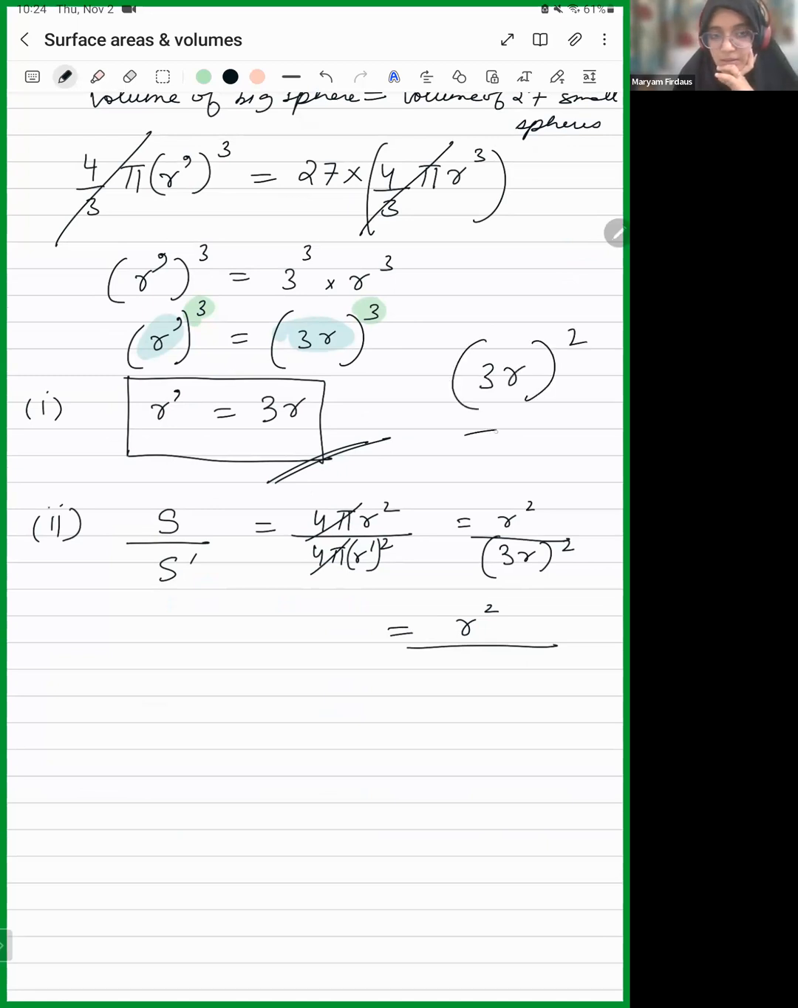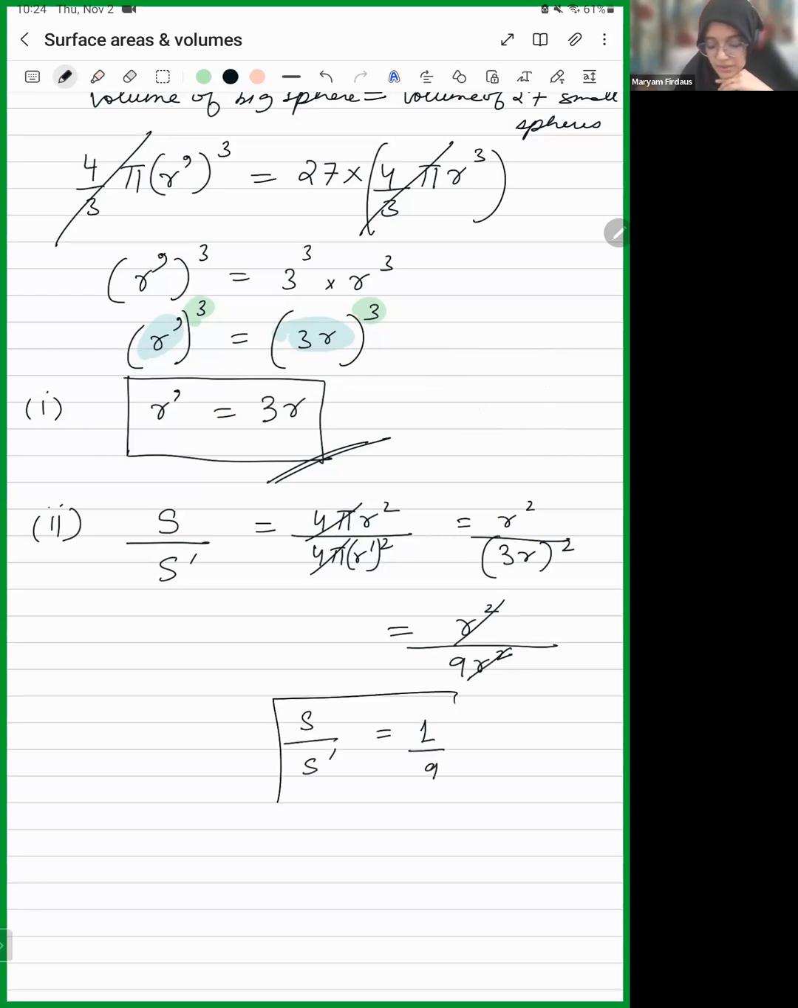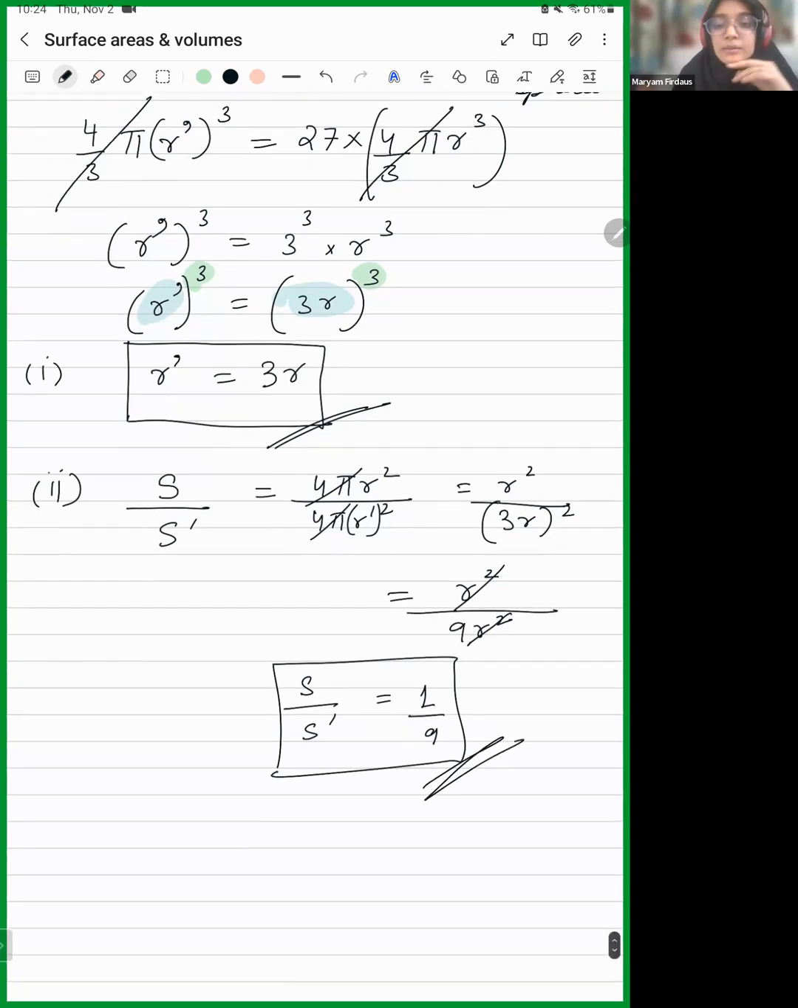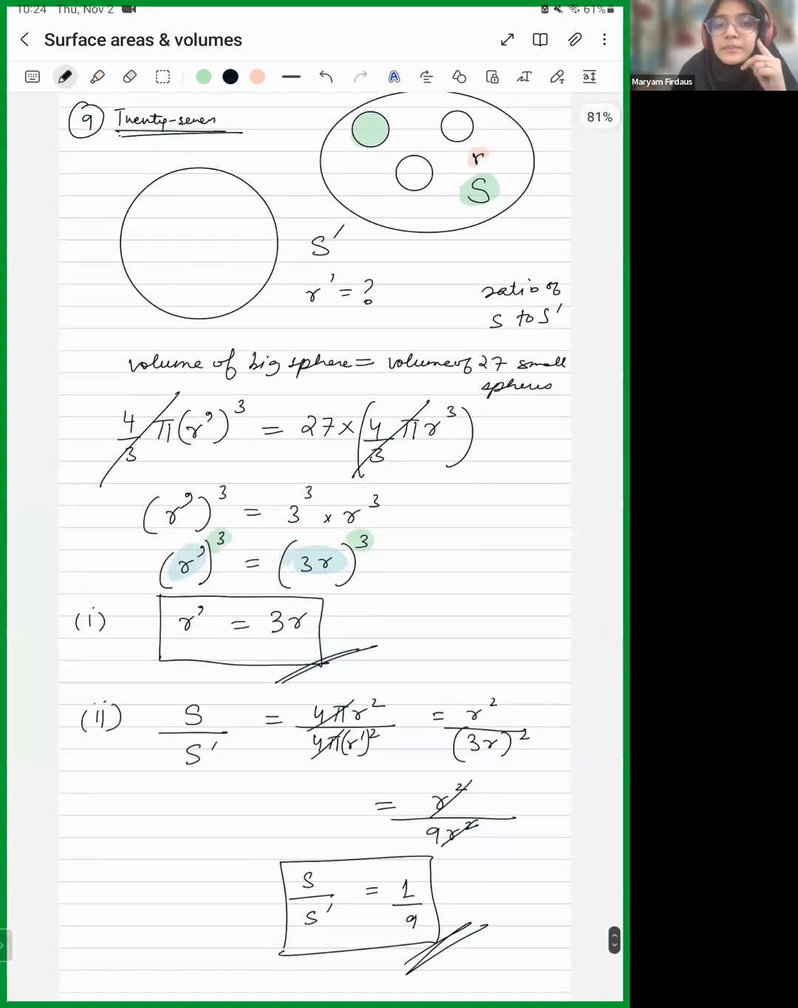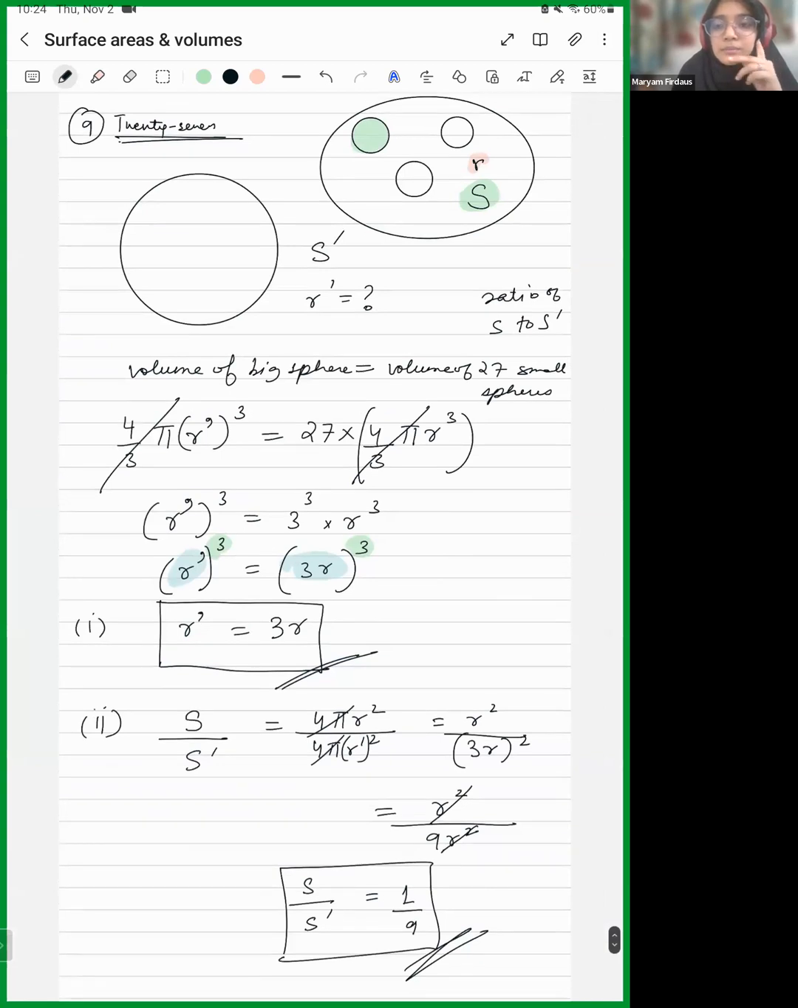Yes, 9r square. So r square gets cancelled. What are we left with? 1 by 9. So the ratio of S to S dash, or S prime, is 1 by 9. Please take a look at this answer and tell me if there's anything that you didn't understand. Take a minute to go through this. And once you're done, say done, ma'am.